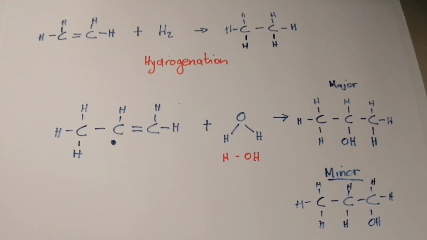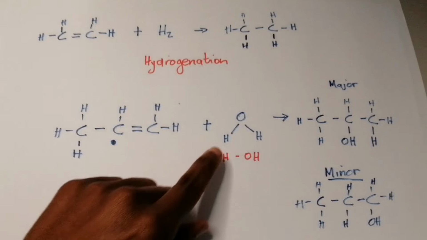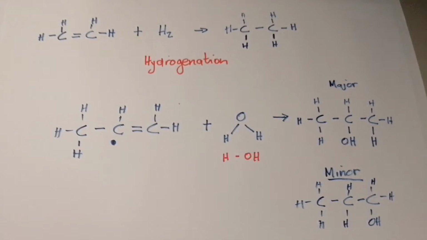Right, so that is what we call Markovnikov's rule. Just note that quickly. We said the hydrogen tends to go to the carbon that has the most number of hydrogens. That is how our major product is formed. And by the way, what type of a reaction is this?